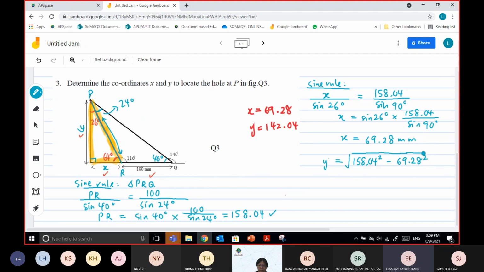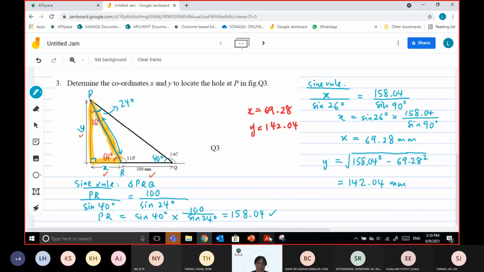Okay, correct. So yes, you can use the theorem since you already found the sum of the length. Okay, so square root. When you use a different method, or when you correct to different decimal places, your answers and my answer will be slightly different. Yeah, it's still the same, 142.04. Okay, so this is how we get question number 3.